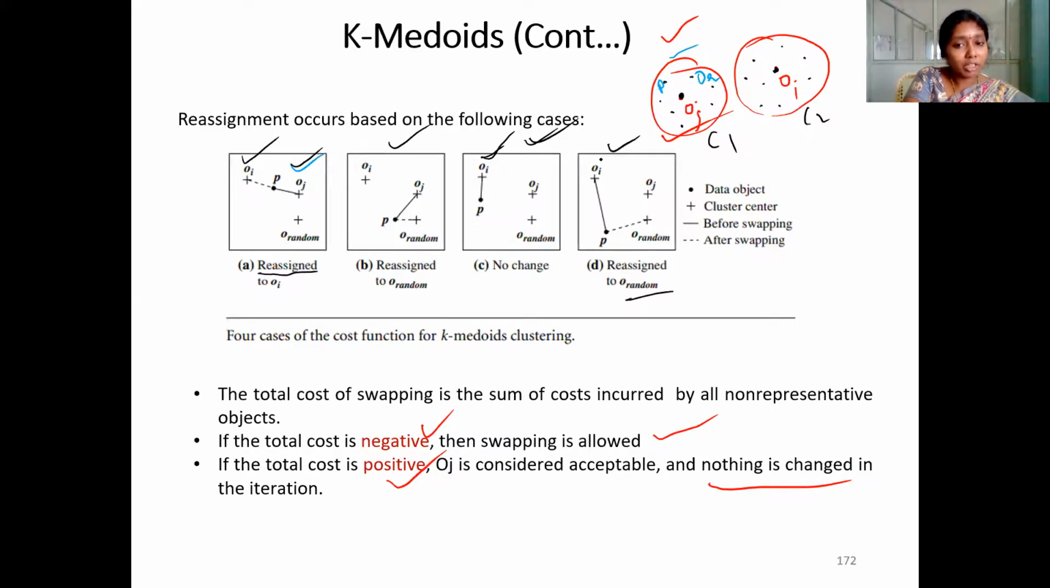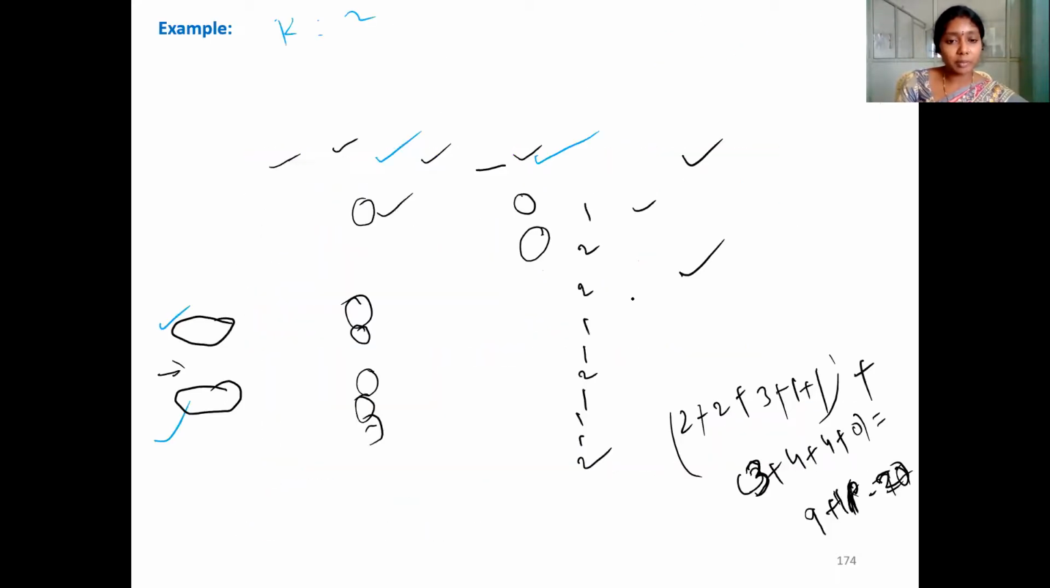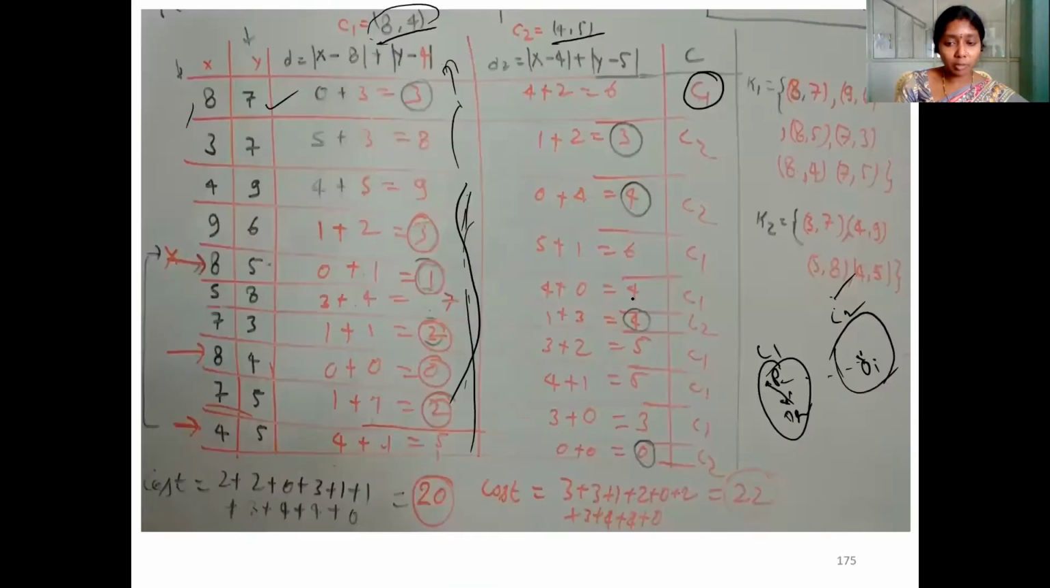If P initially belongs to Y, this solid line indicates before swapping, which medoid it initially belongs to. This dashed line indicates after swapping. So if P initially belongs to Y, in the sense the second cluster, and after reshaping it is closest to O random, then it can be reassigned to O random. These 4 cases you already know, but for the sake of representation they have given some pictures, and you can go through all the pictures.